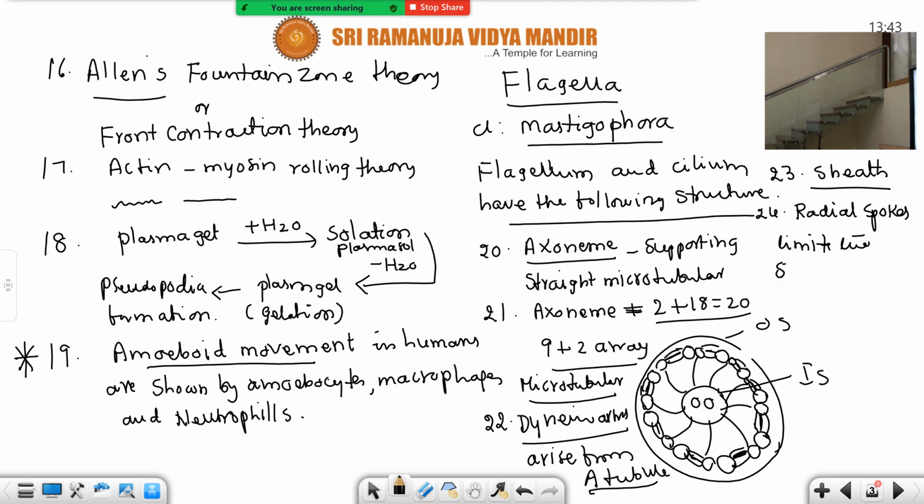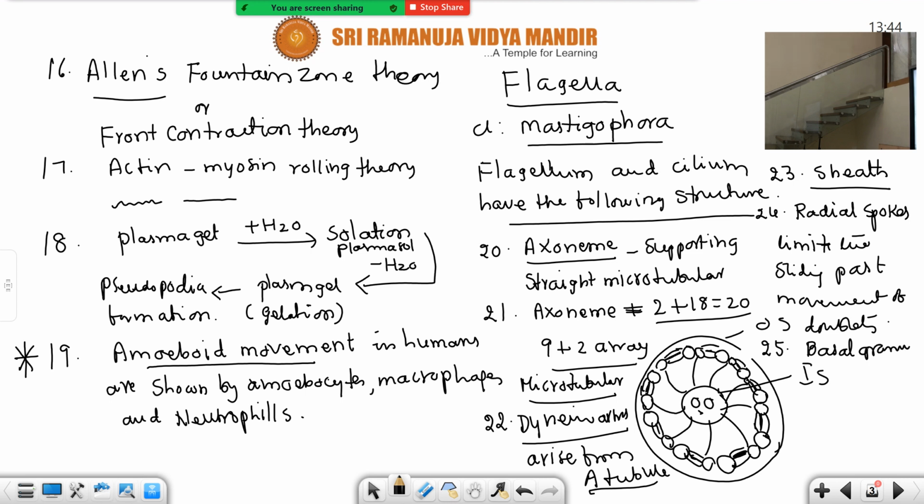They limit the sliding past movement of the peripheral doublets. Simply write down doublets, which are nothing but peripheral doublets. That is the function of the radial spokes. Like the rim of a bicycle, where the spokes are connected to the axis and the rim, here also this is like the axis of the cycle and this is like the rim. Like that they are attached. So, radial spokes.